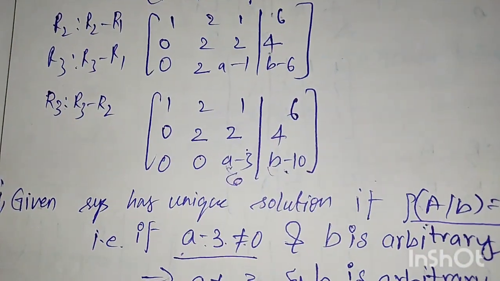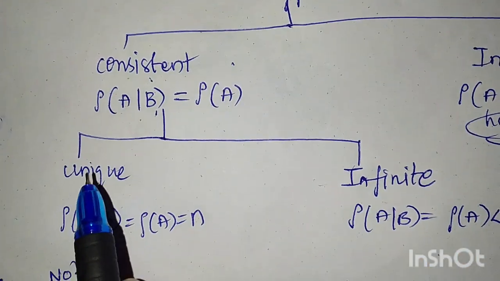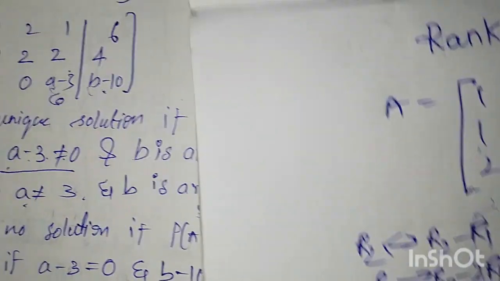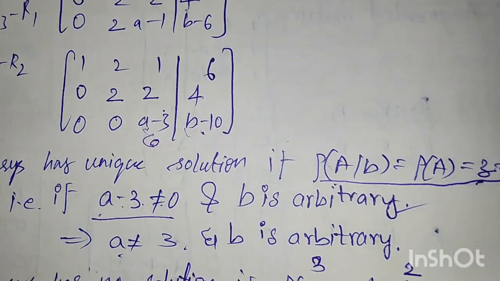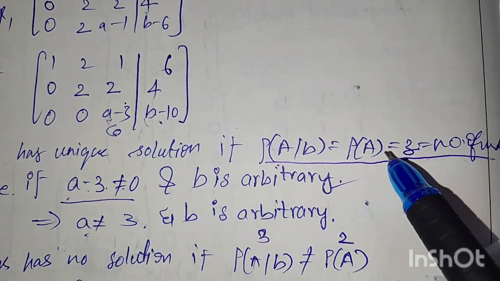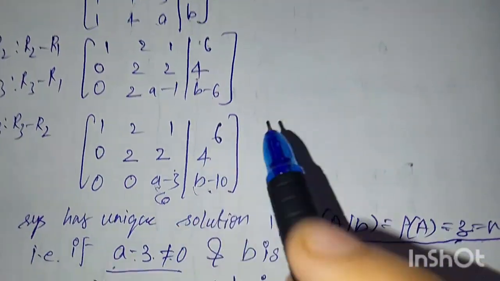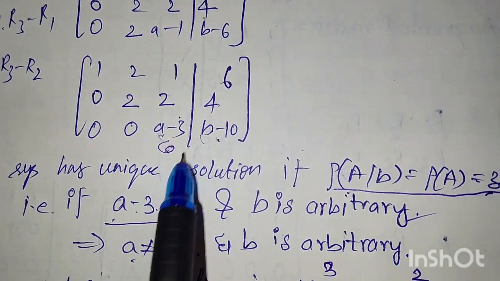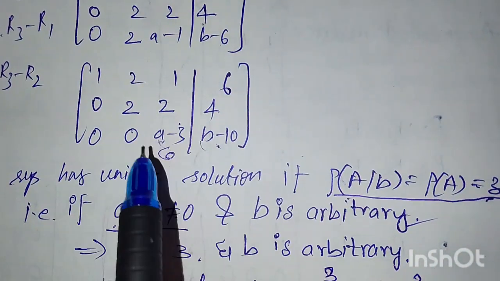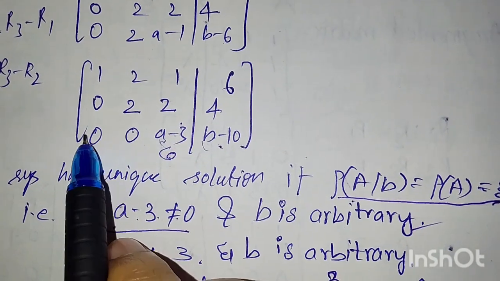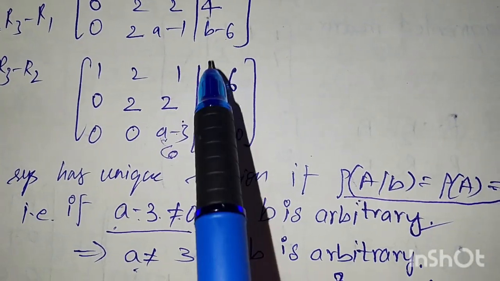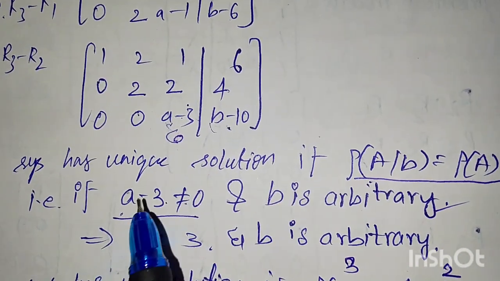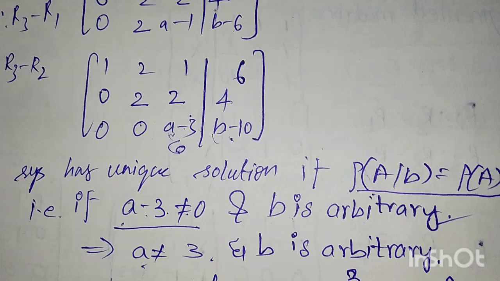So now, unique solution. See, when will it have a unique solution? When rank of [A|B] and rank of A are equal to n. So here n is already 3, right? So rank of [A|B] and rank of A should be 3. That means a minus 3 should not be equal to 0. If I have any constant here, then the number of non-zero rows will be 3 and here also 3. Therefore, a minus 3 should not be equal to 0. b can be any value. Then it will have a unique solution.